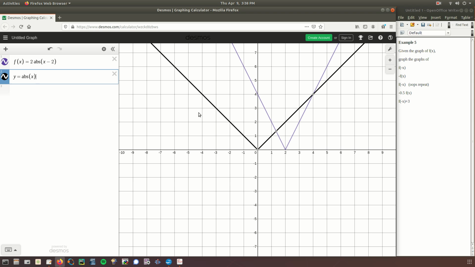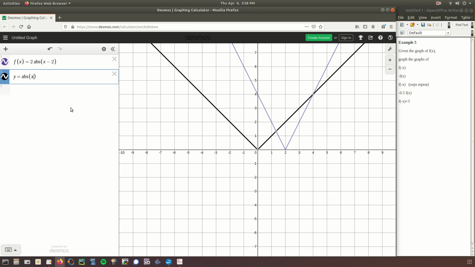Well, a couple things that you might notice are this. One, it looks like my black graph, the absolute value of x, has a vertex at 0, 0, whereas the purple graph, the graph that you aren't sure of what the equation is, has its vertex at 2, 0. It seems like one of the things that I did here to make the purple function out of the black function is I shifted the black function to the right by 2. How do we perform a shift right by 2?